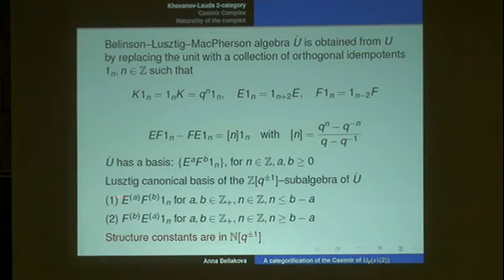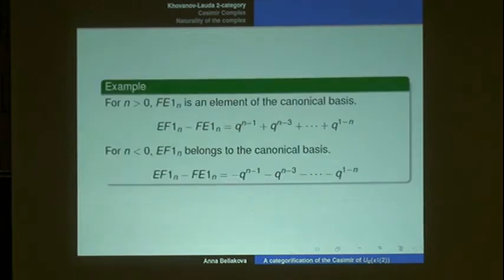And I just wanted to... you look at the case where b is equal to a. What I wanted to point out is that in the case when n is negative and b is equal to a, then E^(a)F^(a) is a canonical basis, and in the case when n is positive, F^(a)E^(a) is a canonical basis. And this fact can be easily shown, for example, in this example.